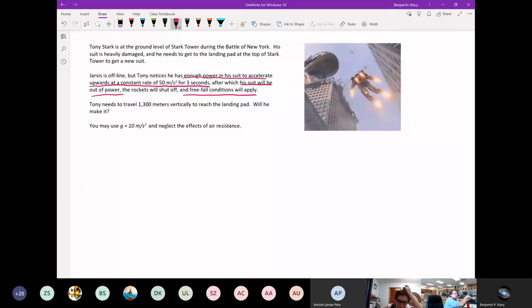What happens? The car continues to move at whatever maximum speed it reached. If we're accelerating upwards, like he's got a rocket at the bottom of the Iron Man suit, he's speeding up vertically, and after 3 seconds, the rockets turn off. So free fall conditions apply. It's just like you throw something upwards, it's going to keep moving up but slow down. And we have a certain height he needs to reach in order to get to the landing pad. Will he make it? So you're looking for delta y.